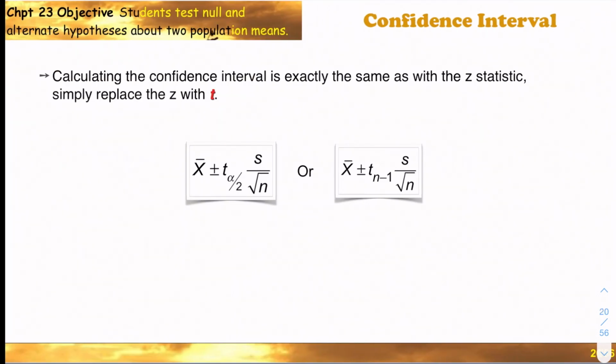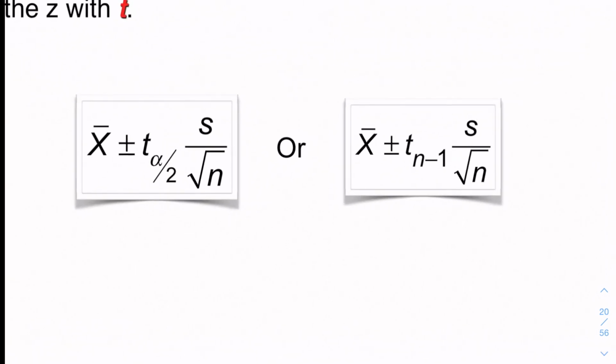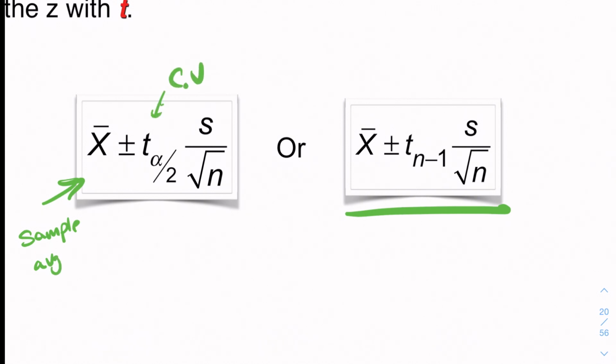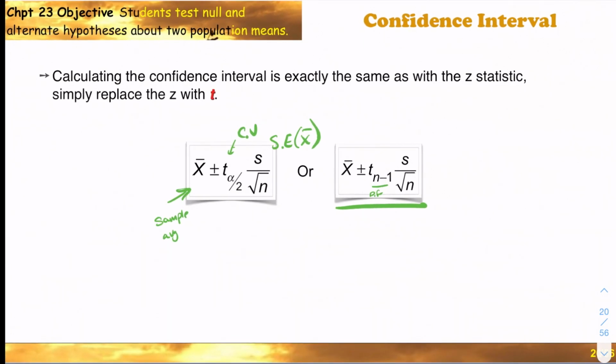If you're calculating a confidence interval, it's exactly the same thing as a z statistic. Simply replace z with t. So we have our sample average, plus or minus our t statistic. This is our critical value, and this is our standard error for x bar. Same thing: we have x bar plus or minus t, indicating degrees of freedom, times s over the square root of n. This will give you your confidence interval.